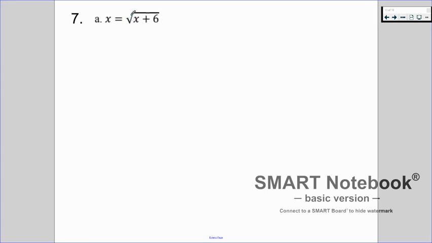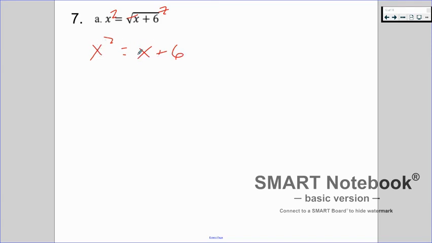So I have the square root by itself over here on the right-hand side. So my first step is going to be to square both sides. So I'm just going to try to draw on these to go a little bit quicker. So I get x squared. The square root and the square are going to simplify out. And we're left with x plus 6. So now I need to solve this.